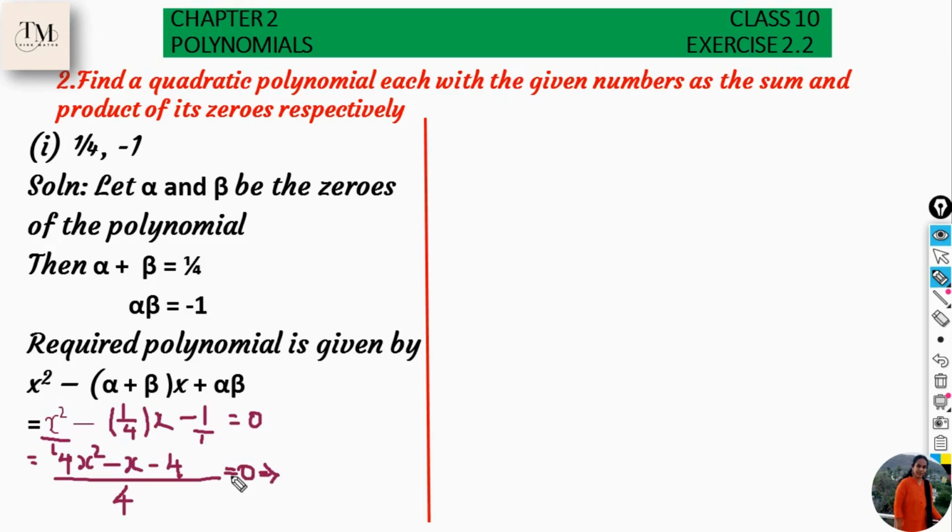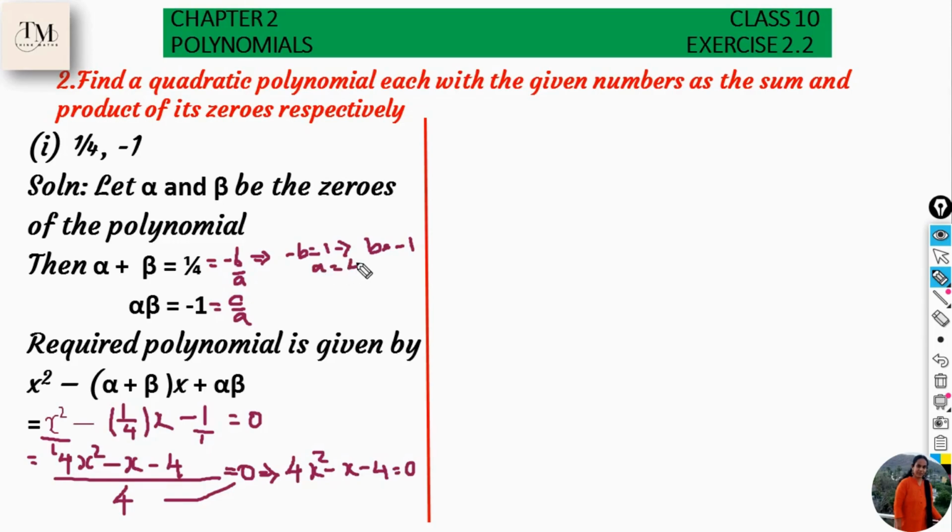So if we cross multiply, 4 into 0 will be 0. So the equation will be 4x square minus x minus 4. Okay, this is equal to 0. So this is the required polynomial. Here another method is, the sum of the roots is nothing but minus b by a, and the product of the roots is nothing but c by a. Okay. So from the first equation, we have minus b equal to 1. So this implies b is equal to minus 1 and a is equal to 4.